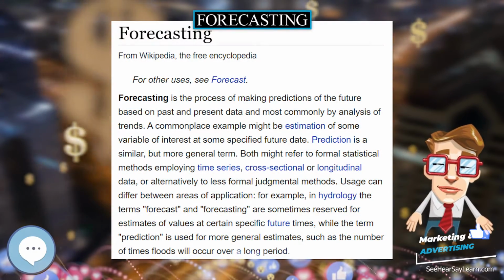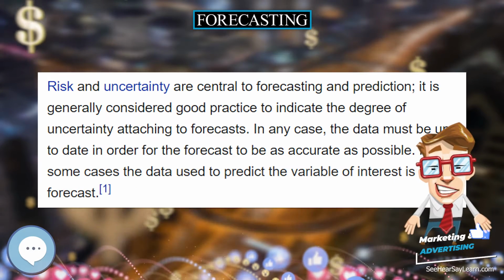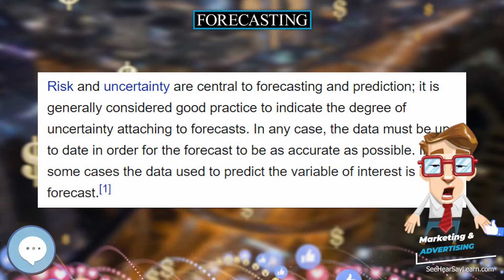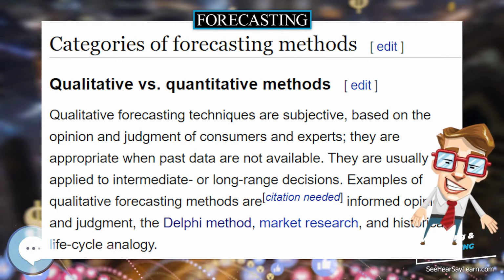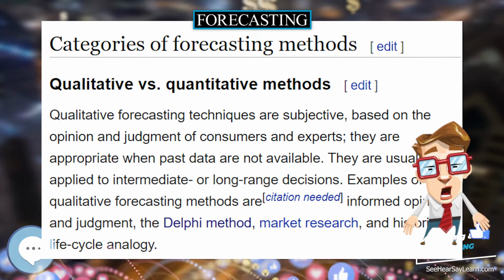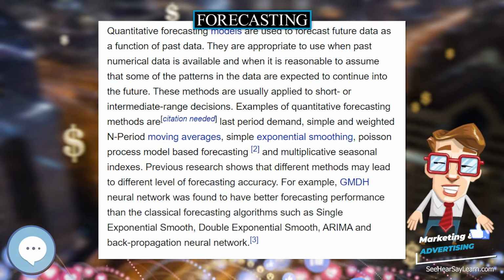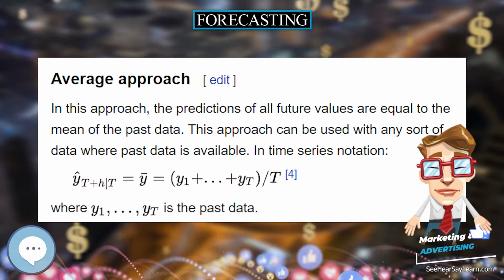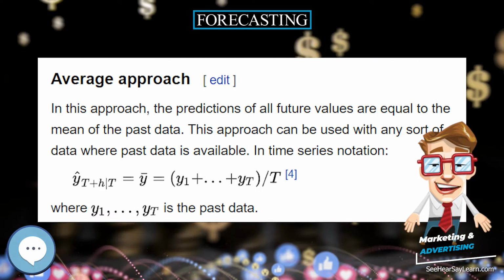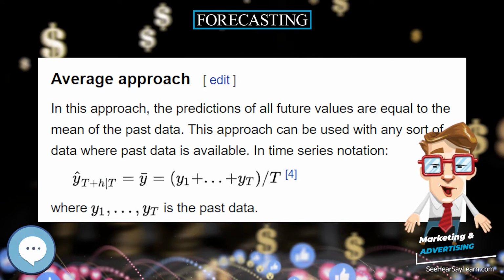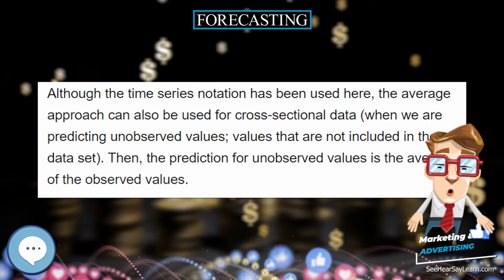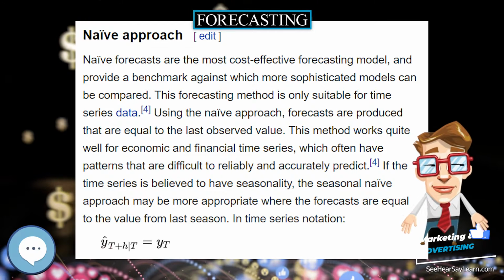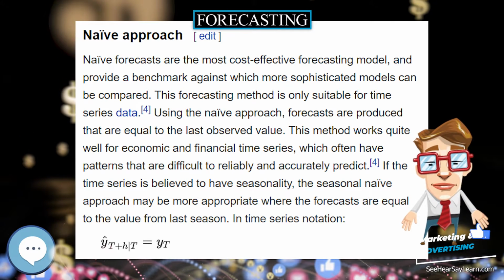Forecasting. Forecasting is the process of making predictions of the future based on past and present data and most commonly by analysis of trends. A commonplace example might be estimation of some variable of interest at some specified future date. Prediction is a similar, but more general term. Both might refer to formal statistical methods employing time series, cross-sectional or longitudinal data, or alternatively to less formal judgmental methods. Usage can differ between areas of application.